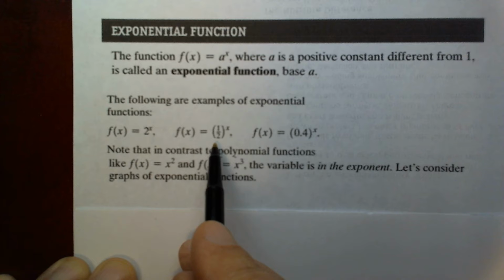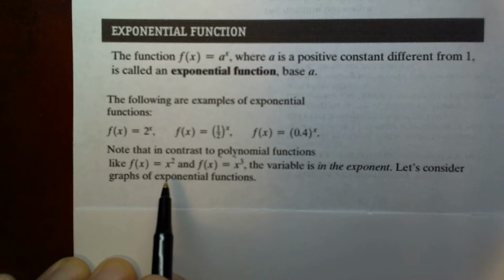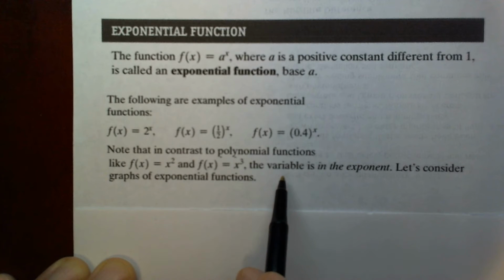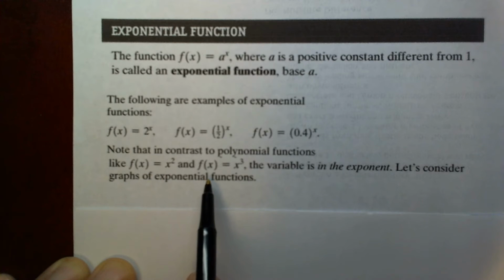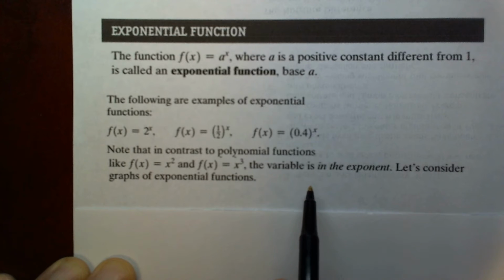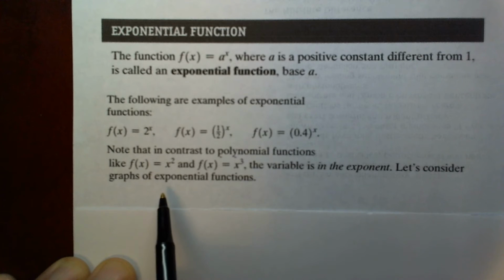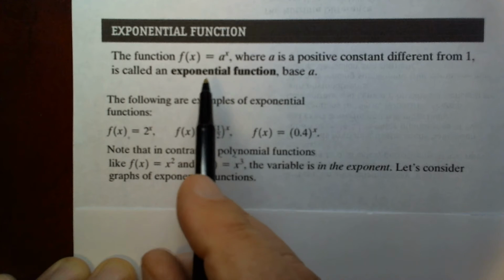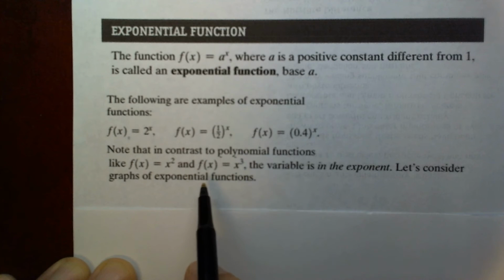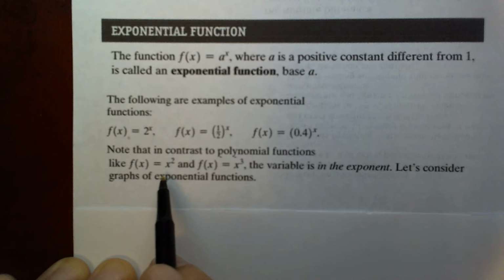Notice that in this description of the function, the 1/2 is in parentheses. This is really important to note. So note that in contrast to polynomial functions like f of x equals x squared and f of x equals x to the third, the variable here is the exponent. So let's consider some graphs of exponential functions. Notice the difference is f of x equals a to the x versus the polynomial f of x equals x to the third or x to the second power.